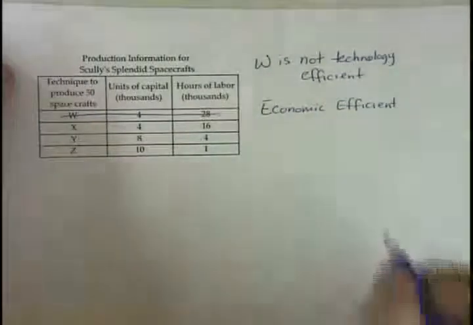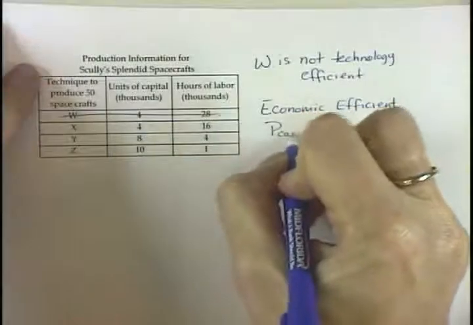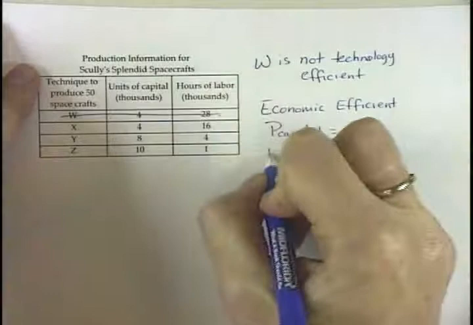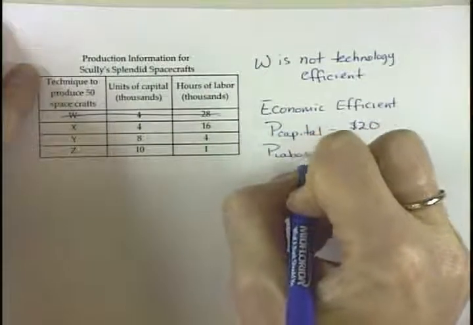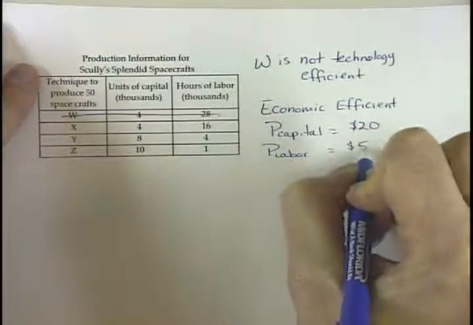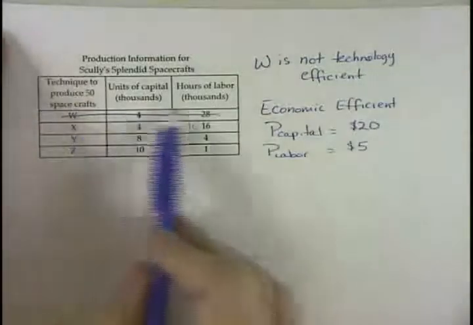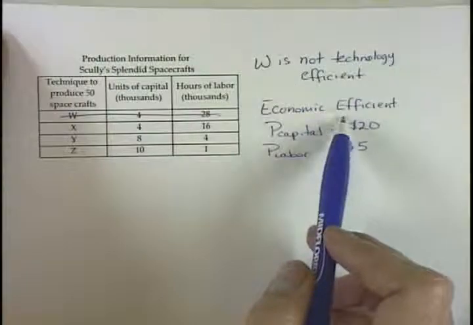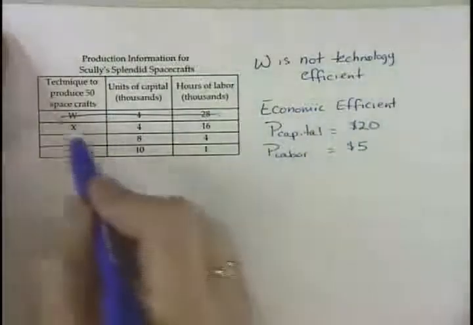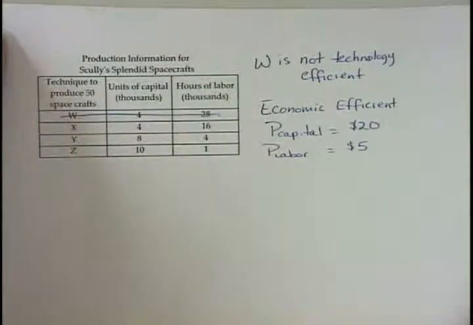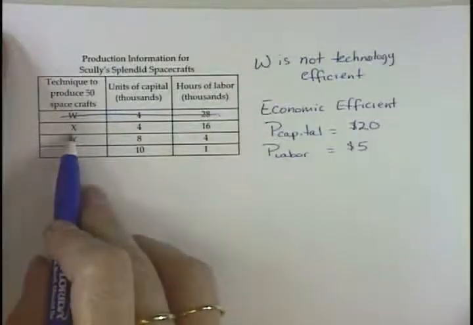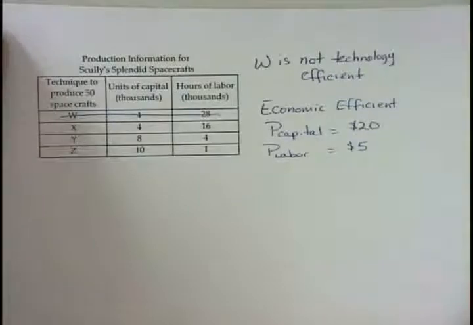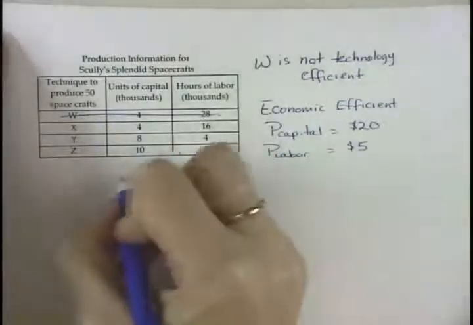Let's just say the price of capital is $20, and the price of labor is $5. We don't ever have to calculate W here because we know it's not technologically efficient. We can't be economically efficient if we're not technologically efficient. So this one we don't even have to calculate. What we're going to do is calculate the cost of production for each one of these production methods. Let's start with X.